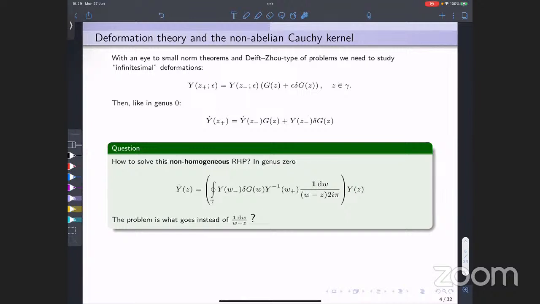So imagine that you take your jump matrix G of index ng, you add a small perturbation, epsilon times delta G, and you want to find the infinitesimal deformation at epsilon equals 0, which let me denote simply by y dot. In other words, I take the derivative with respect to epsilon and set epsilon to 0, and you get this non-homogeneous Riemann-Hilbert problem. So the game is then the following. Suppose I have my solution of the Riemann-Hilbert problem.